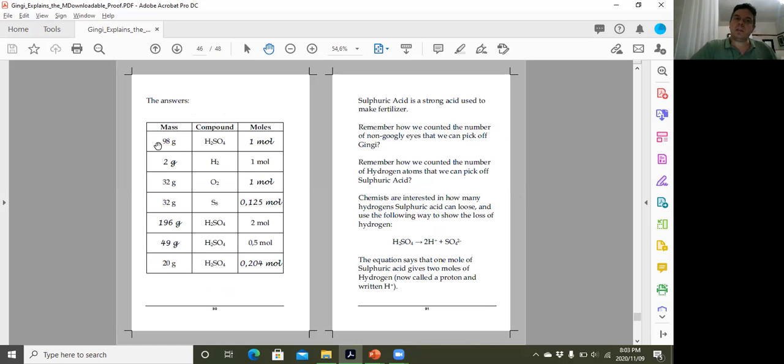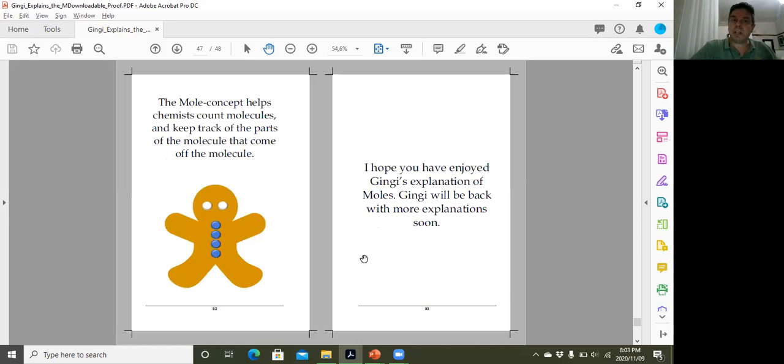So 98 grams of sulphuric acid is 1 mole. 2 grams of hydrogen is 1 mole. 32 grams of oxygen is 1 mole. 32 grams of sulfur, oh boy, that's 1 over 8 moles, or 0.125 moles. So sulphuric acid is very important, but also very dangerous.